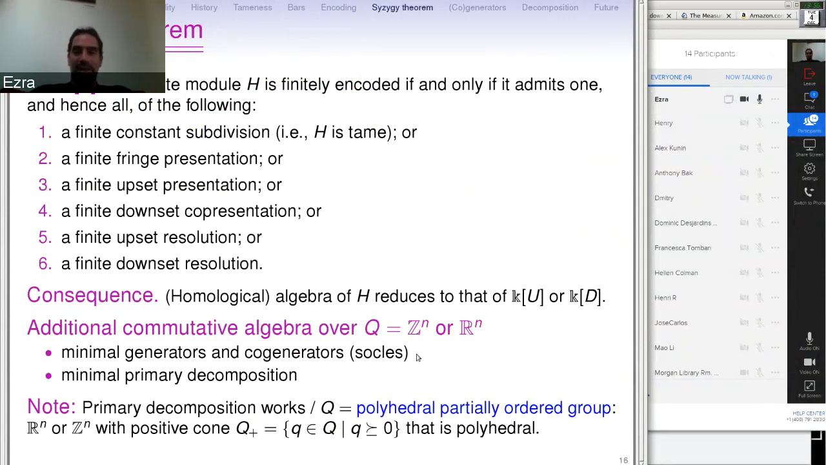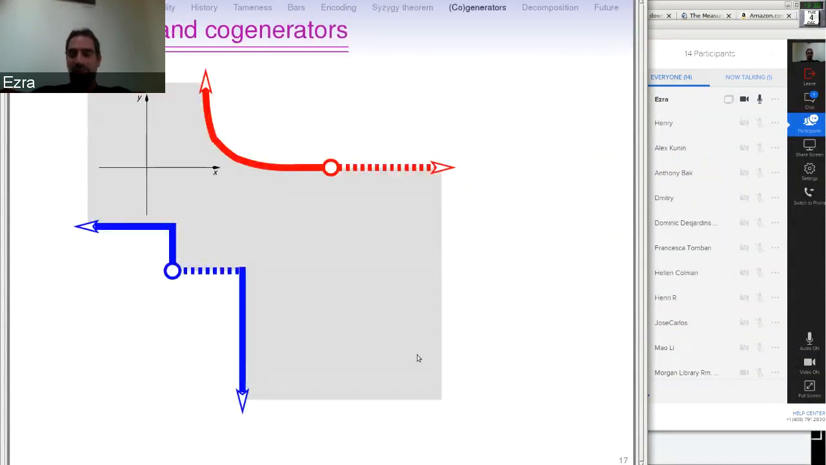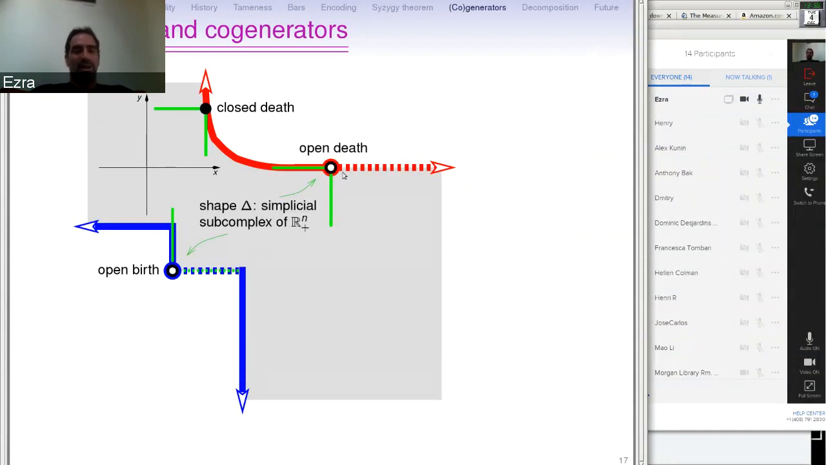Now, I know I'm basically out of time, so I just want to go through just a little bit of geometry so you can see what this stuff looks like. This is what a typical sort of R^n module would look like, and you can have a closed death if it's along this curve, or you can have an open birth if it's at this point, because the point is not actually there, but you can take a birth there, and then you can have an open death. And the point is there's some shape to this death or birth, and that shape is a simplicial subcomplex.